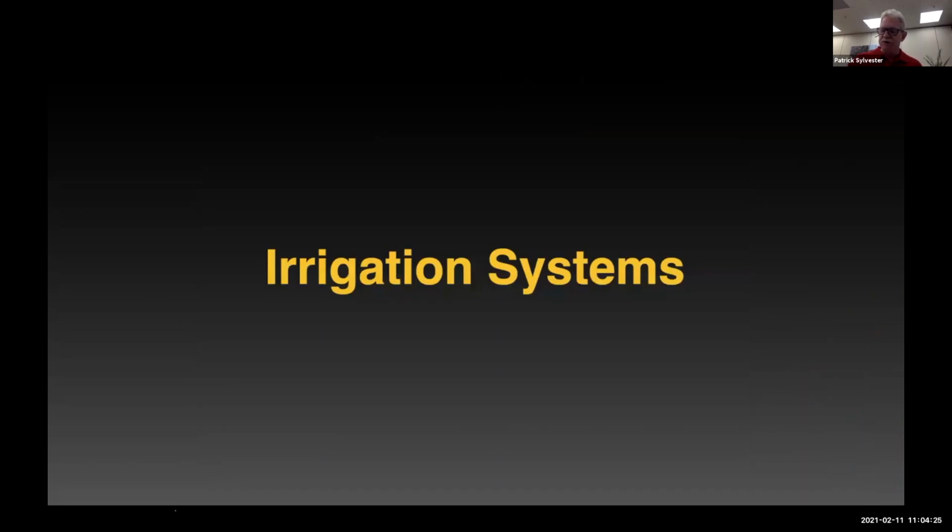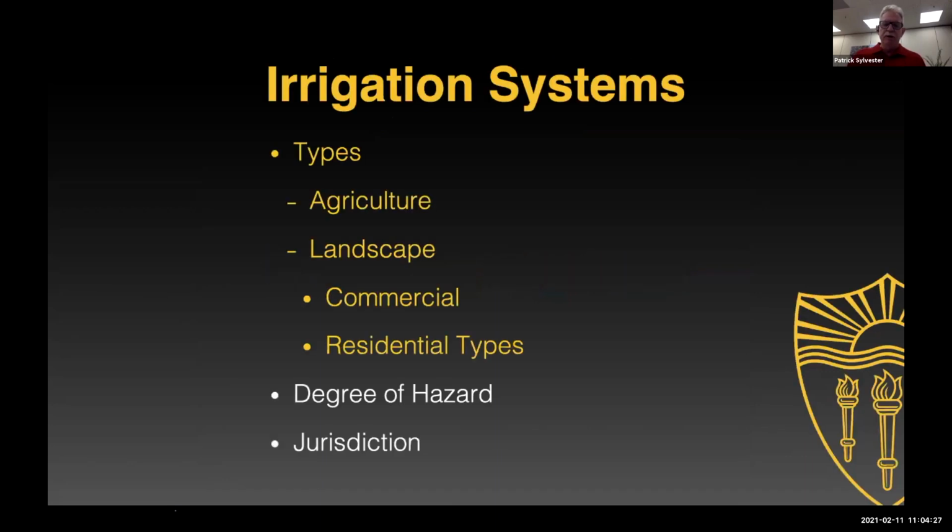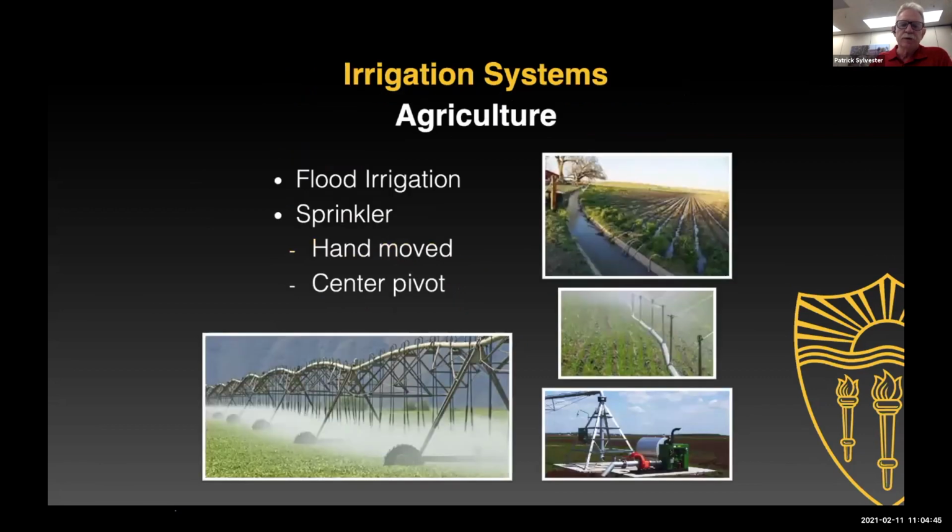Now let's look at irrigation systems specifically. There are different types of irrigation systems. There's agricultural, landscape irrigation, which could be commercial landscape or residential types. We're going to talk about the degree of hazard in irrigation and then also the jurisdiction. So agriculture, probably the biggest use of irrigation is agriculture.